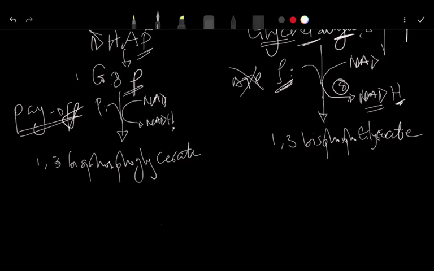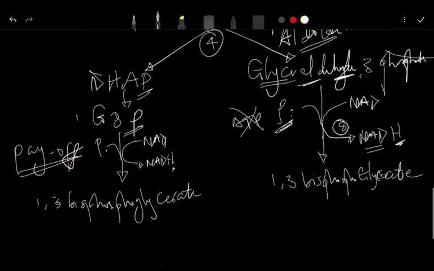Now, what is the name of the enzyme that does this reaction? Since the reaction is a dehydrogenation reaction, we call it glyceraldehyde 3-phosphate dehydrogenase. So I will just spell dehydrogenase. It's called glyceraldehyde 3-phosphate dehydrogenase enzyme. That's what we have in step 5.